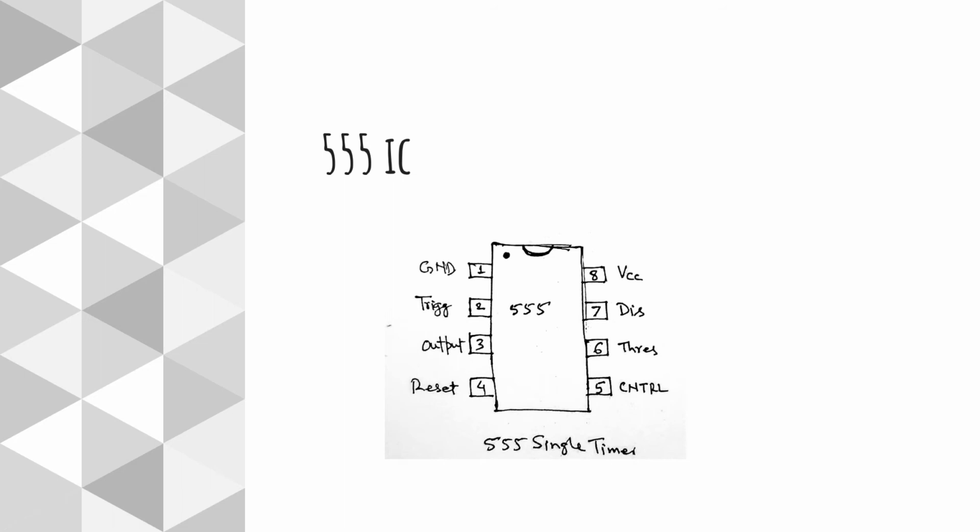Pin number 8. Power VCC. In case of BJT based timer, voltage may range between 4.5 volt to 16 volt, whereas for CMOS based timer it may range between 2 volt to 15 volt.